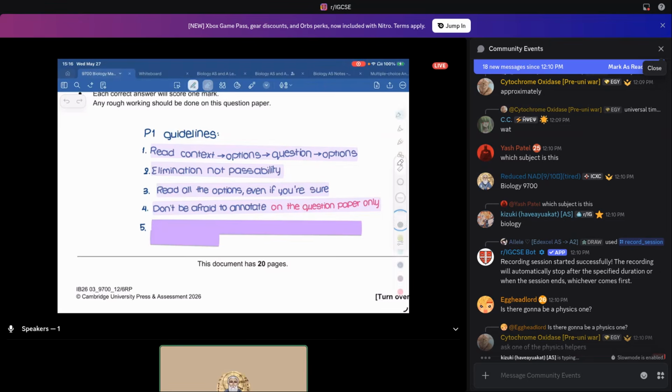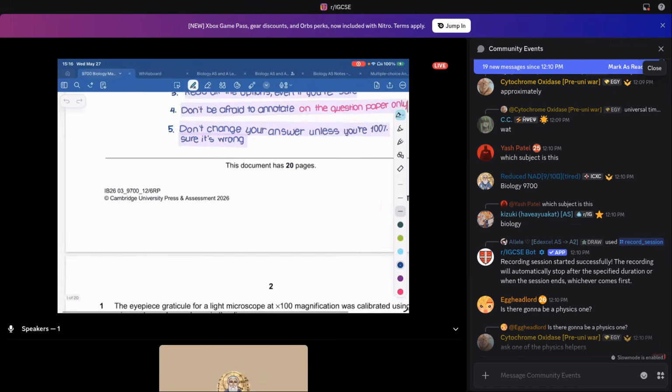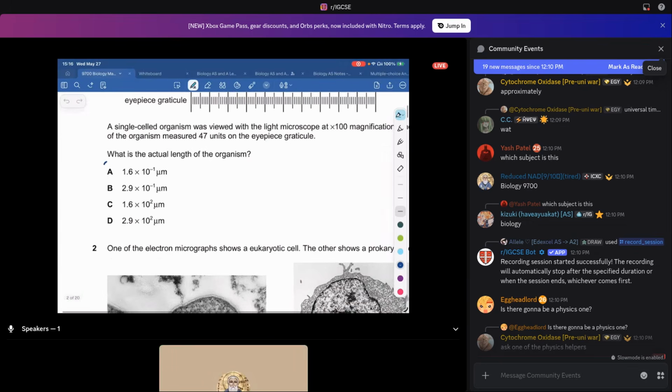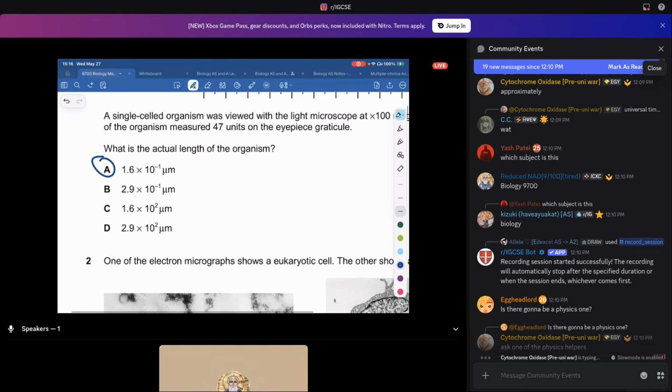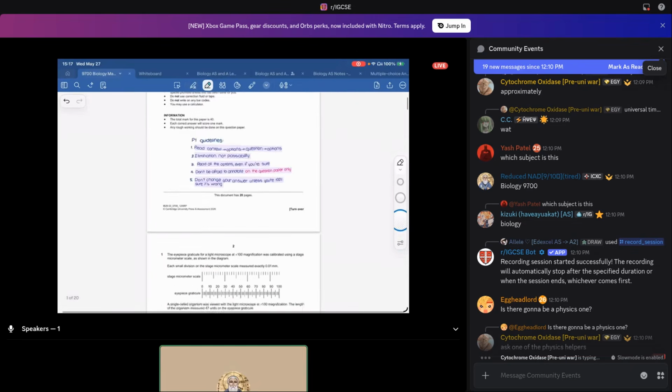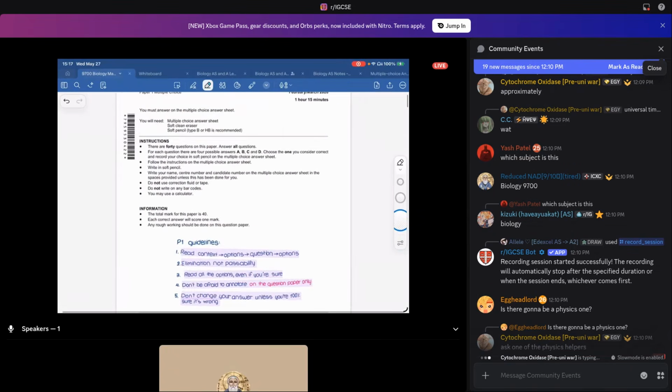The last key scheme I want to emphasize, this is really important, is don't change your answer unless you're 100% sure it's right. If I set first answer to A, and then while revising, oh, I feel like it's B, don't change it unless you're sure A is wrong and you have a reason for why A is wrong. Otherwise, keep it as it is.